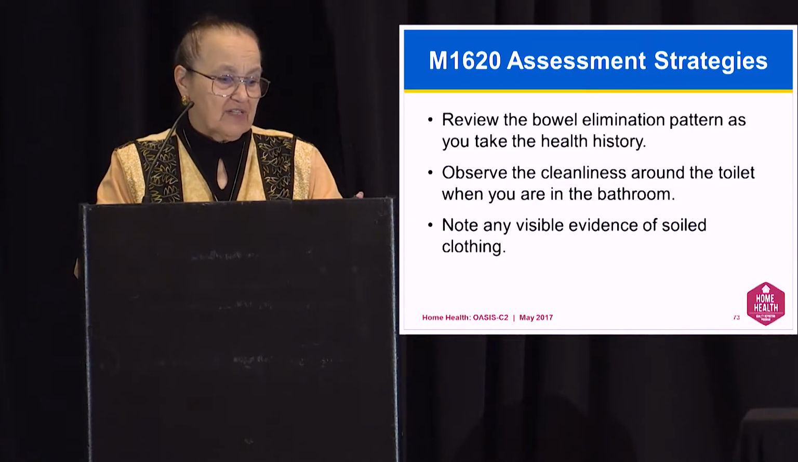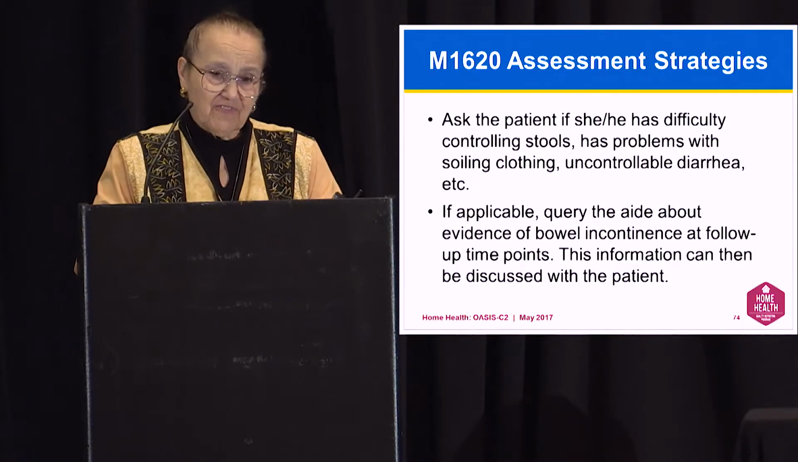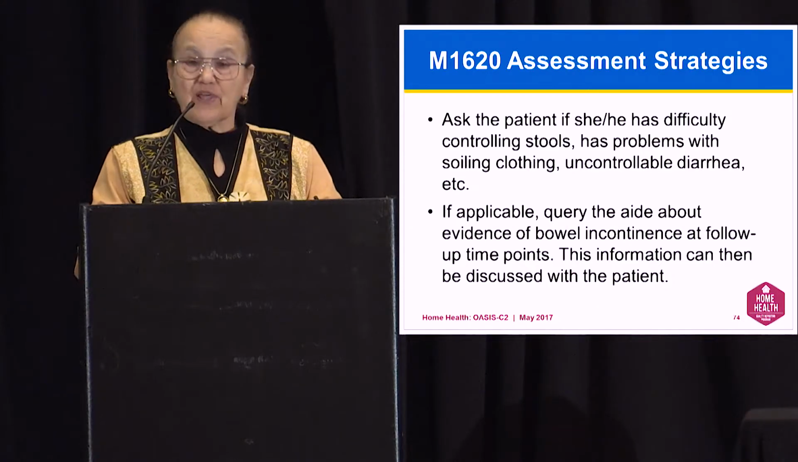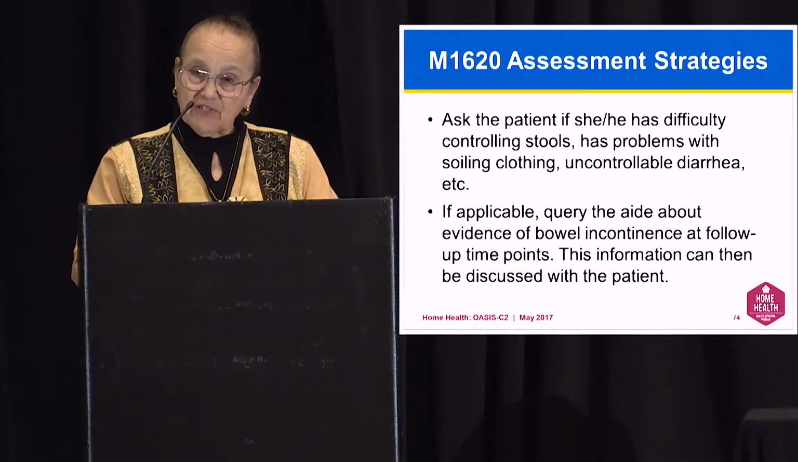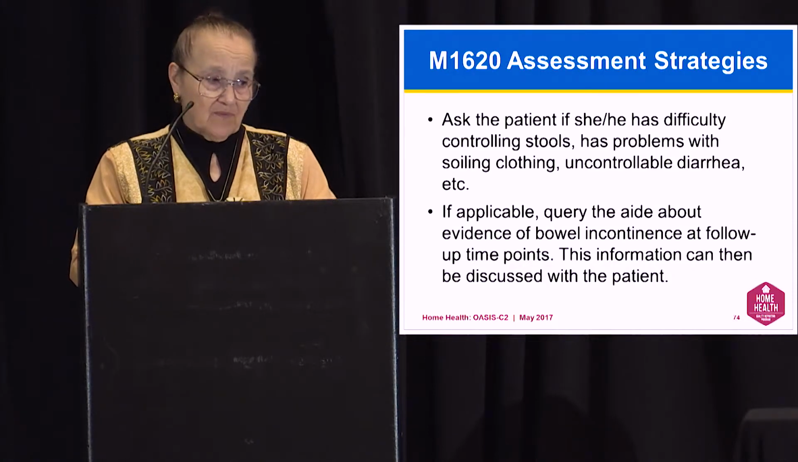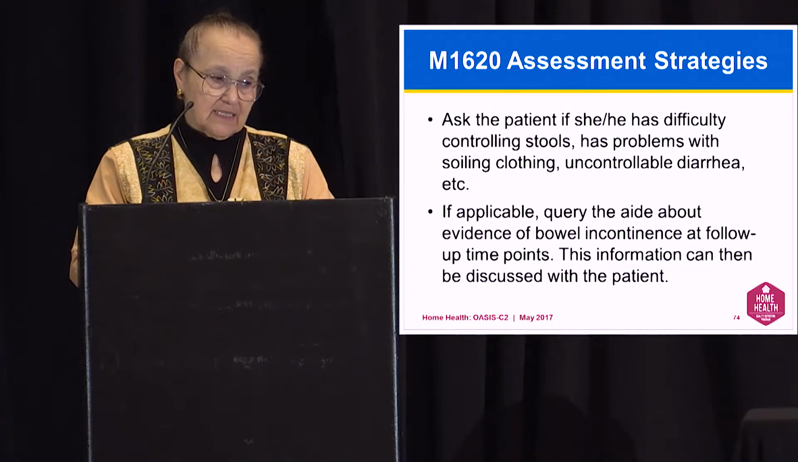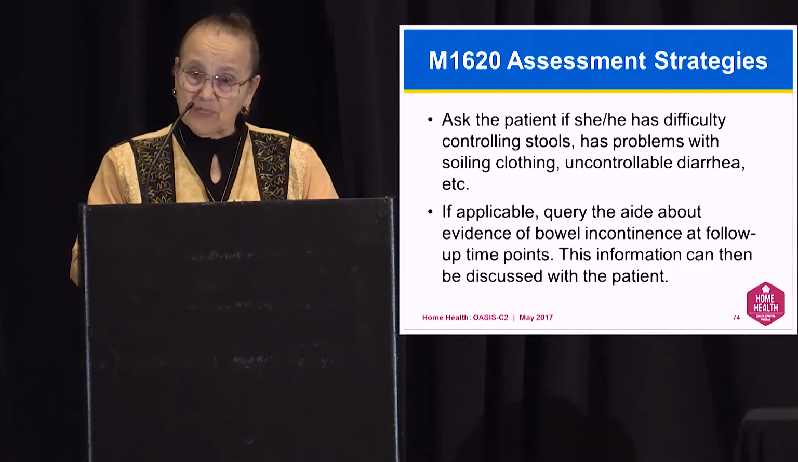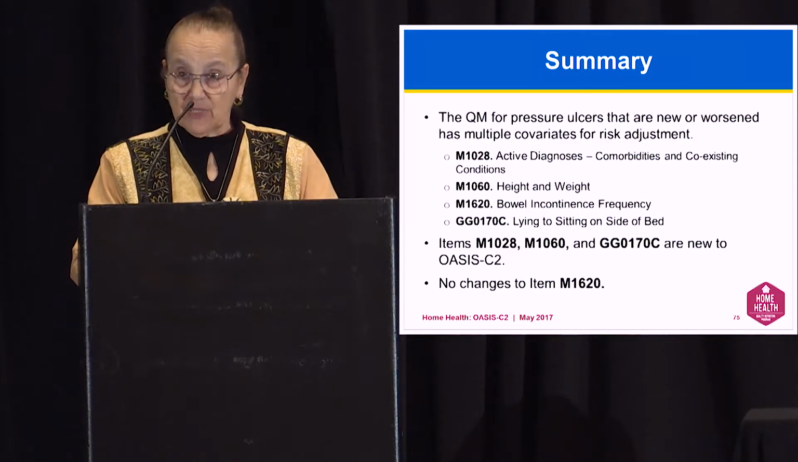Look for the visible evidence of soiled clothing. Ask them outright, do they have difficulty controlling their bowel? Do they have problems with soiling, uncontrollable diarrhea? If there's an aide present, private aide, aide from your agency, ask the aide, preferably privately, so as not to embarrass the patient, about what evidence they have seen of bowel incontinence, because this can then be addressed with the patient carefully to improve your plan of care and to give you the data you need to answer the question.